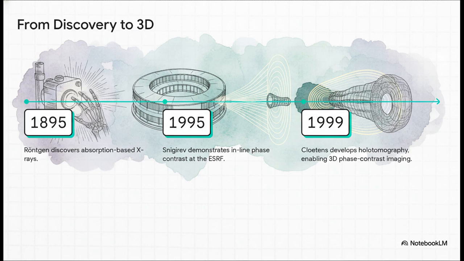And get this, it took a full century after Röntgen's discovery for the breakthrough to finally happen. In 1995, a team led by Anatoly Snigarev at the European synchrotron used one of these coherent beams to prove it was possible. They saw that if you just let the X-ray wave travel a little bit after it passed through a sample, the phase shifts would naturally turn into visible patterns, lighting up edges that were totally invisible before.